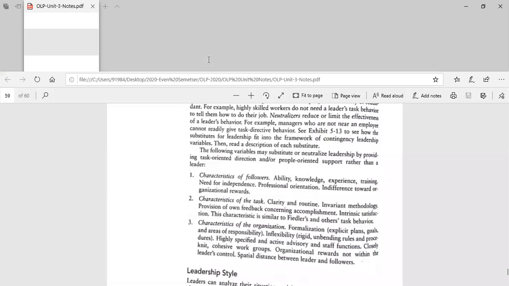Characteristics of the organization: formalization, so explicit plans, goals and areas of responsibility. Formalization in the sense that proper formal structures will be given here. Inflexibility, like rigid, unbending rules and regulations. There is no flexibility, it is inflexible, a little bit structured. Highly specified and active advisory and staff functions, closely knit, cohesive work group. Cohesive in the sense they give importance to group bonding, the bonding between the team. Organizational rewards not within the leader's control. Spatial distance between leader and the follower.